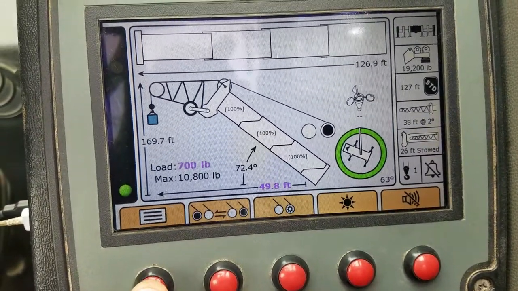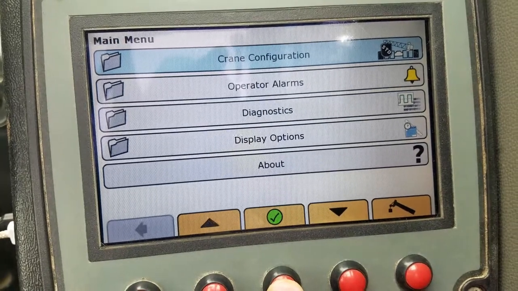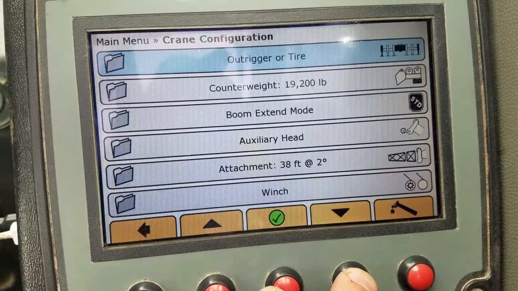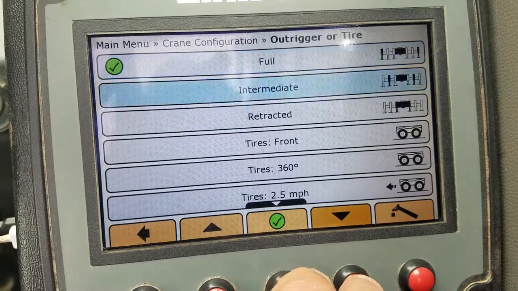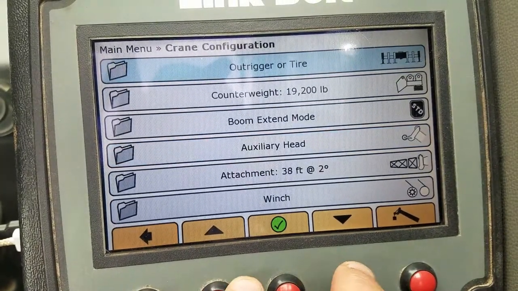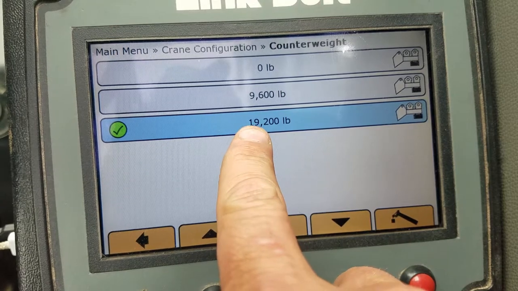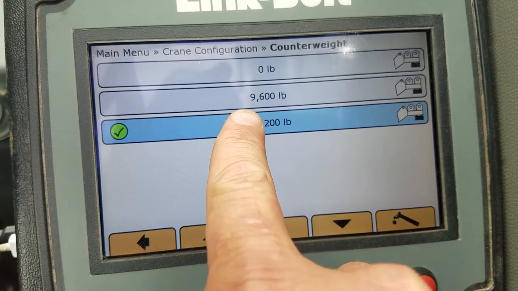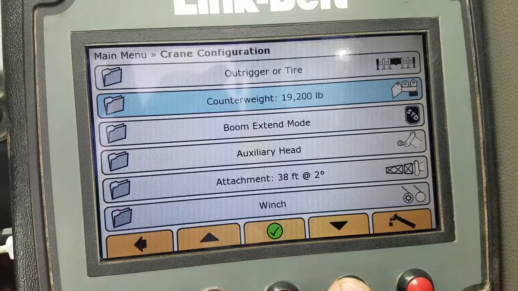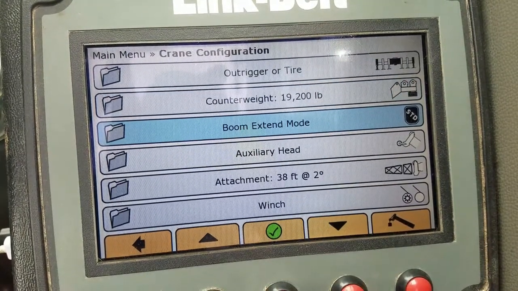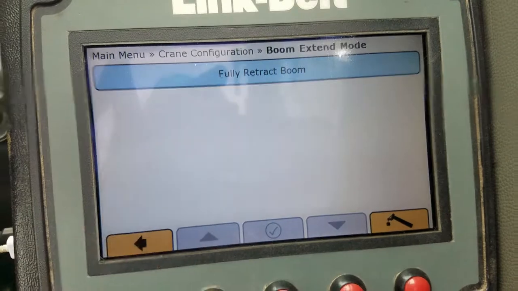These here, this is how you get into your setups, the crane configuration. This is how you set the configuration up. Your outrigger situation, you're going to have full, intermediate, retracted, tires, etc. Your counterweights you can set up. There's three different setups. I have all the counterweights on there now, I have two slabs on there, but you could just have one, or you could have none. And your boom extend mode. There's only two modes on this particular crane, and it won't let me get into the other one until I retract it all the way.